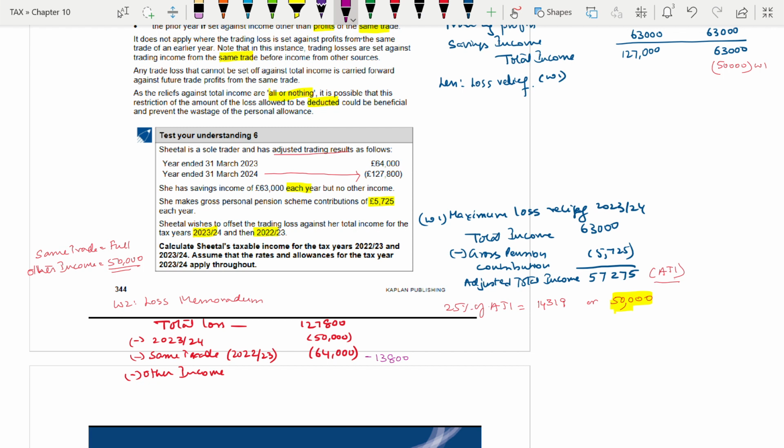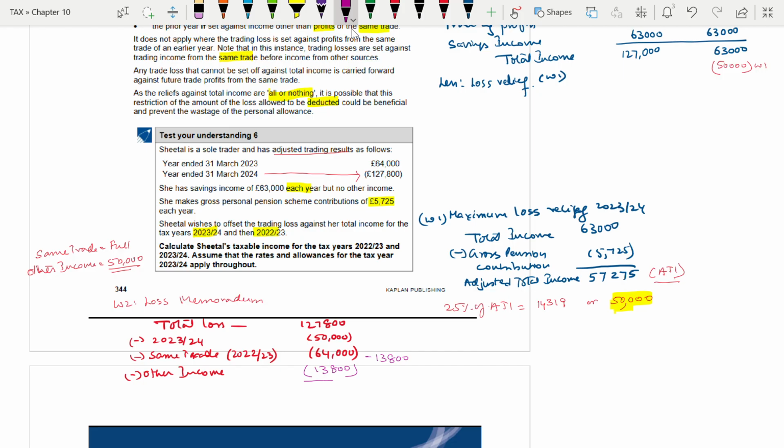Maximum you can take how much? 50,000, or whichever is higher. Here how much is there? It is only 13,800. Okay, 13,800. We can recover all the amount.